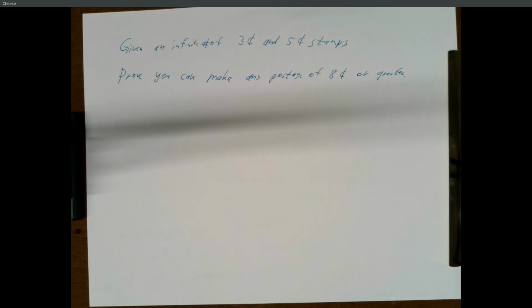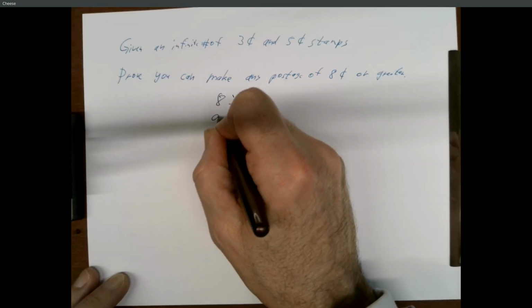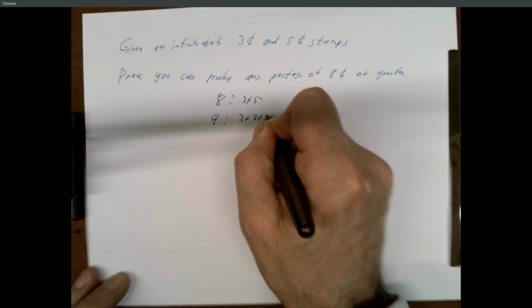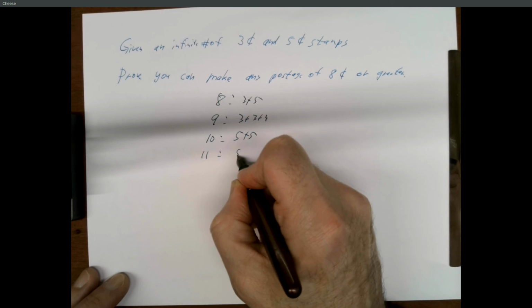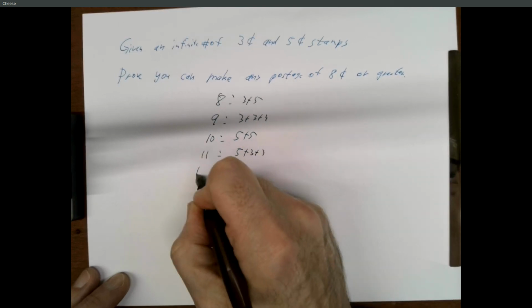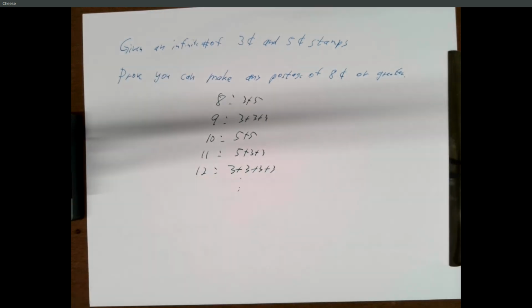And we can try some examples, right? 8 is equal to 3 plus 5, 9 is equal to 3 plus 3 plus 3, 10 is equal to 5 plus 5, 11 is 5 plus 3 plus 3, 12 is 3 plus 3 four times. How do we know it works for any number?